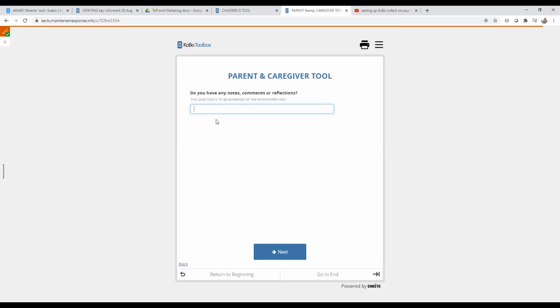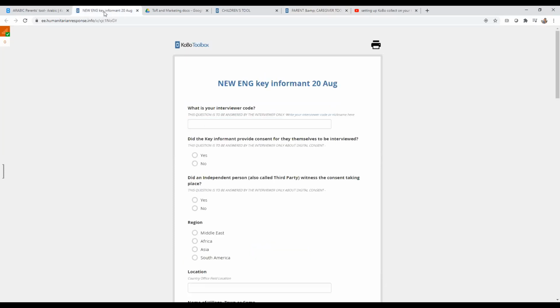Thank you for making this clarification, because I think it's also important for the other countries who are viewing this, who have not been able to join us now, to know this. So I will move ahead, maybe a little bit faster this time, because many of the questions are the same. I'm going to the key informant.